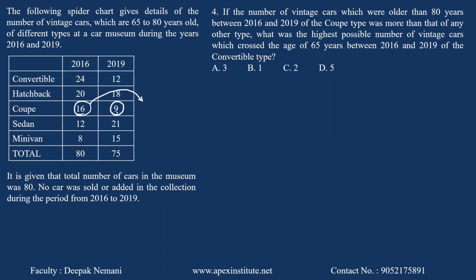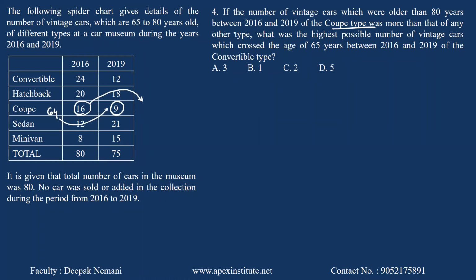Now, how do we have 9 cars here? So there will be some cars whose age is, for example, let's consider 64 years in the year 2016. So they will be categorized under vintage cars. Okay. So if I assume that these 16 were more than 80 years old by 2019, this can be the maximum possible value, and it is given that this number is the maximum for coupe type. So for convertible or hatchback or sedan or minivan, the number should definitely be less than 16.